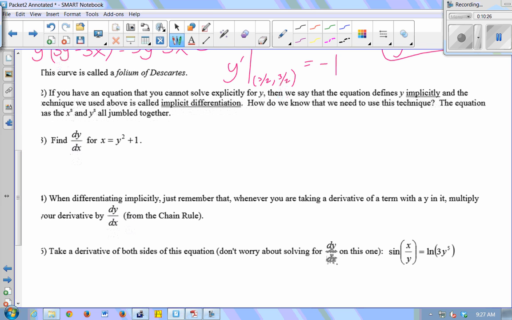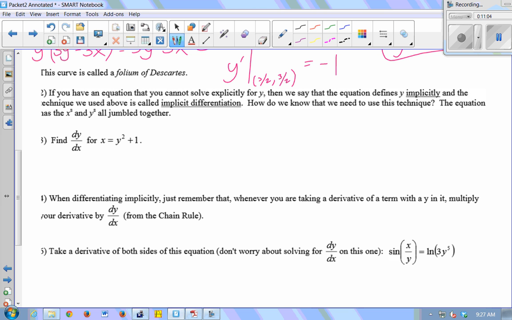If you have an equation that cannot be solved explicitly for y, or even if it can be, you can still use implicit differentiation, and sometimes it saves you a lot of work. We say that the equation is defined implicitly, and the technique we just used is called implicit differentiation, where you take the derivative of both sides. So how do you know that you need to use this technique? The equation has all the x's and y's jumbled together, making it difficult to solve for y, if not impossible, or then very messy.